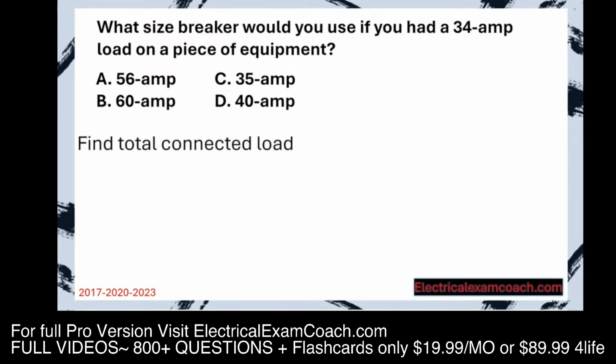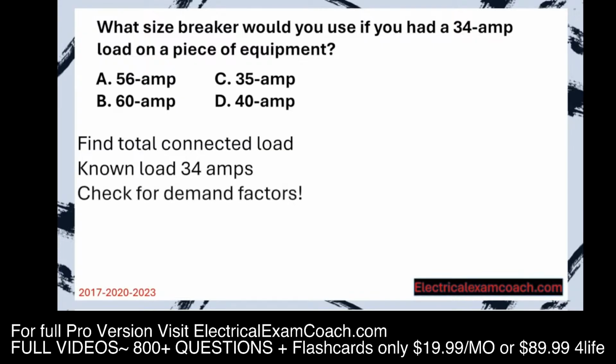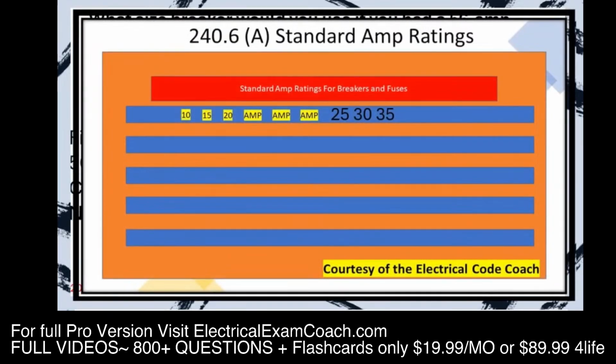Step 1, find the total connected load. The known load as of right now is 34 amps. But we gotta check for demand factors. There are no continuous loads and there are also no specific pieces of equipment. So therefore there are no demand factors. We're gonna head to our table 240.6(A) and we're gonna choose the next size up, which in this case would be a 35 amp breaker.